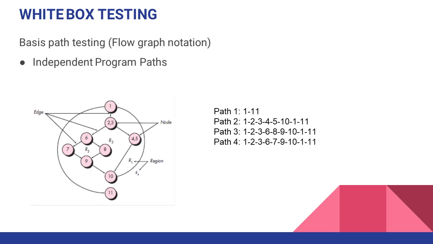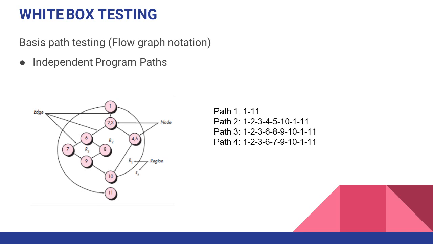Now, an independent path is any path through the program that introduces at least one new set of processing statements or a new condition. When stated in terms of the flow graph, an independent path must move along at least one edge that has not been traversed before the path is defined. So here we have 4 different paths: the path from 1 to 11, or the path 1, 2, 3, 4, 5, 10, 11. The other path is 1, 2, 3, 6, 8, 9, 10, 1, 11. Similarly, we have another path, 1, 2, 3, 6, 7, 9, 10, 11. These are all the independent paths.